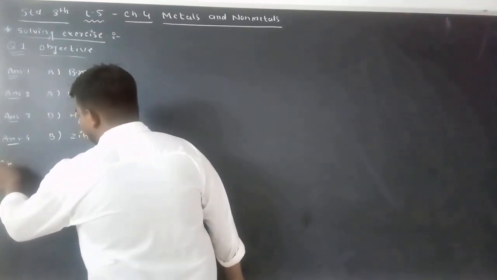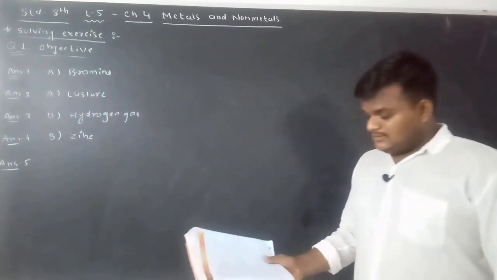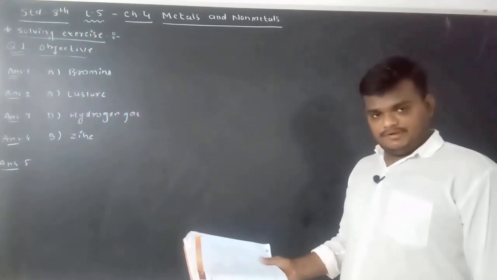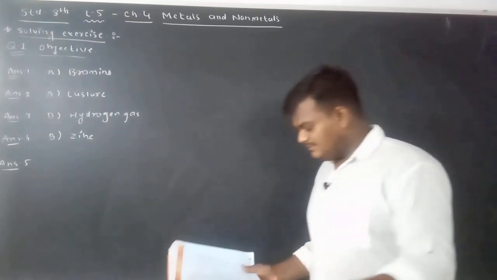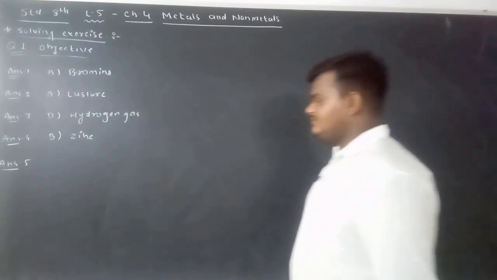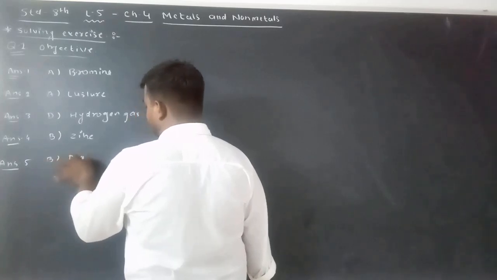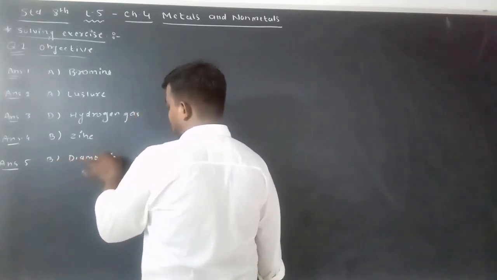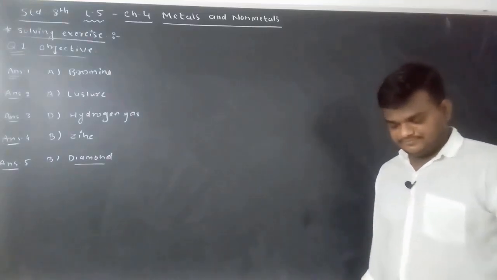What is given in question number 5? Let's look. The hardest substance known. First is graphite. Second is diamond. Third is lead. And fourth is aluminium. So we know that option B is diamond. Diamond is the hardest substance in the world. This is the pure form of carbon.